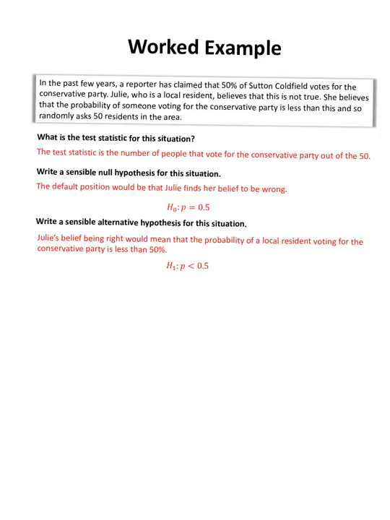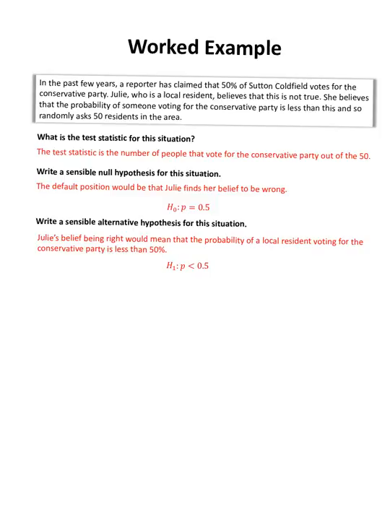So looking at another example here that we've worked through: in the past few years, a reporter has claimed that 50% of Sutton Coldfield votes for the Conservative Party. So 50% of that constituency vote for Conservative. Julie, a local resident, believes that this is not true. She believes that the probability of someone voting for the Conservative Party is less than this, and so she randomly asks 50 residents in the area. So what is our test statistic for this situation? Well, our test statistic here is the number of people that vote Conservative out of 50.